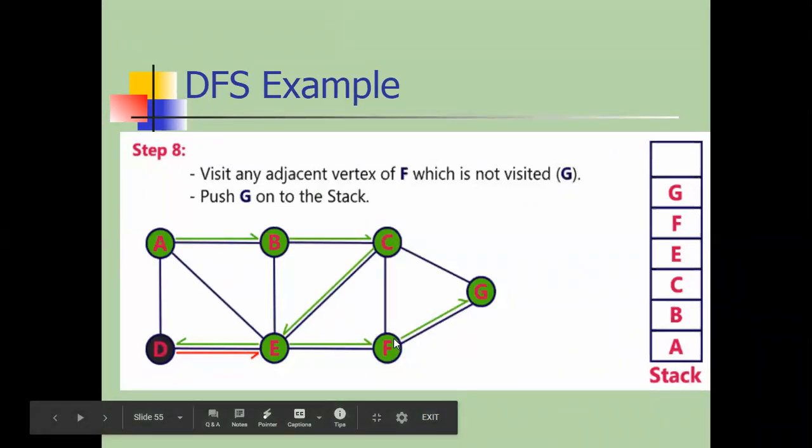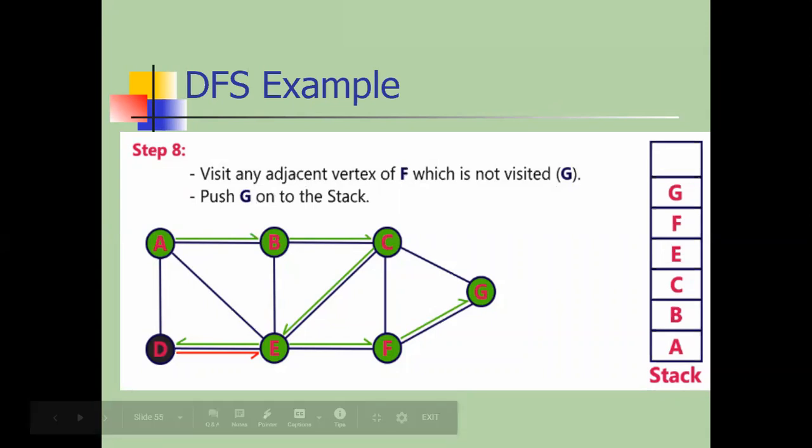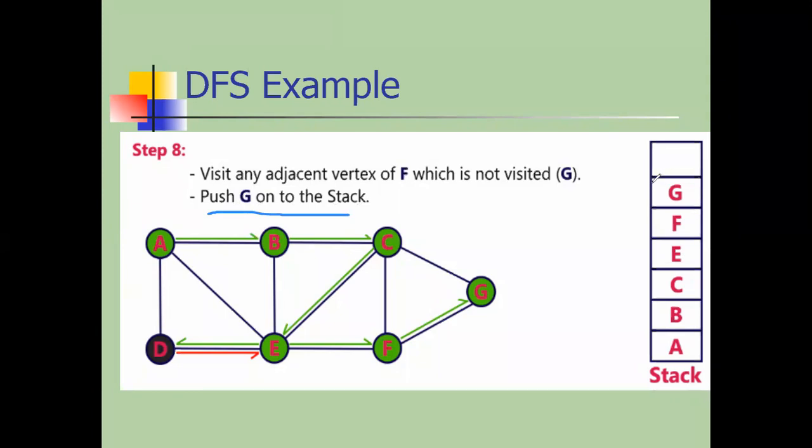Why? Because the vertex G was not visited previously. So how are we going to visit it? Again we have to push that G value into the stack. So we push G into the stack. So G is placed here. I hope everyone agrees with this. So now what is the stack top now? What is the position of the stack top?